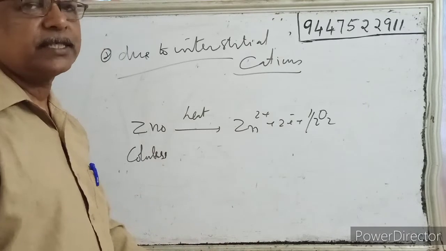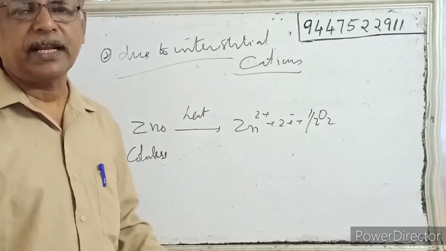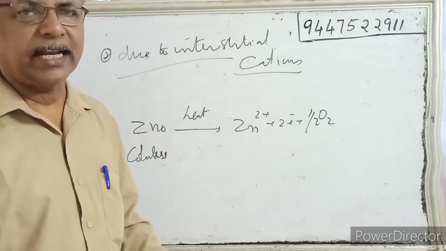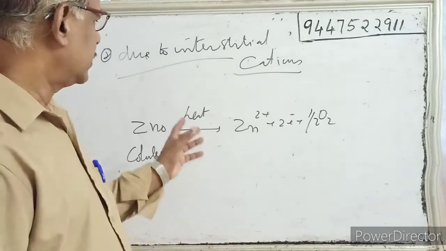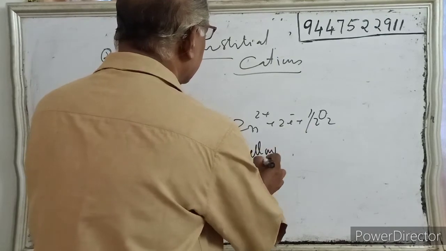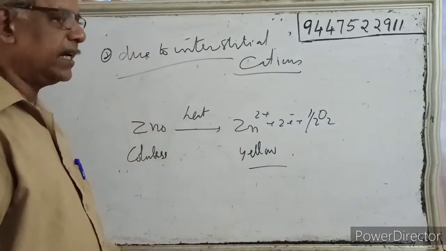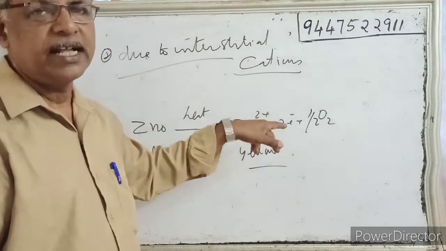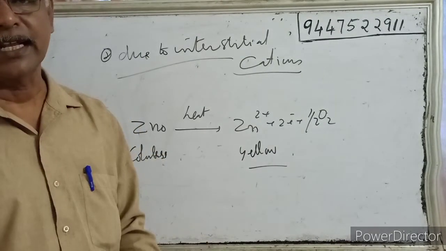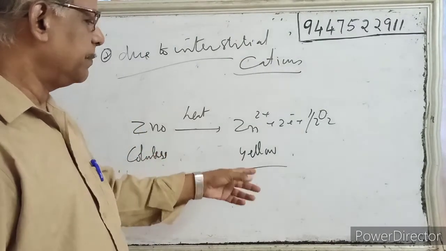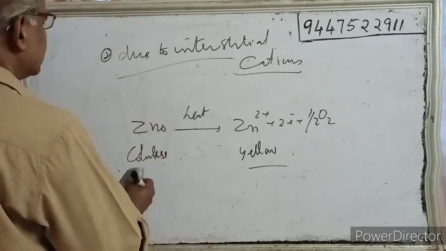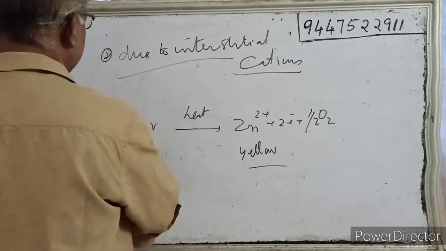Now the electrons in the interstitial position absorb energy from the light and are excited, and when they return back, they give out the excess energy as light rays, so that gives a yellow color. So zinc oxide is colorless, but on heating it becomes yellow. This is because of the presence of interstitial cations and electrons in the interstitial positions. They absorb energy and are excited to a higher energy level, and when they return back, they give out the excess energy as light. This is the metal excess defect due to interstitial cations.